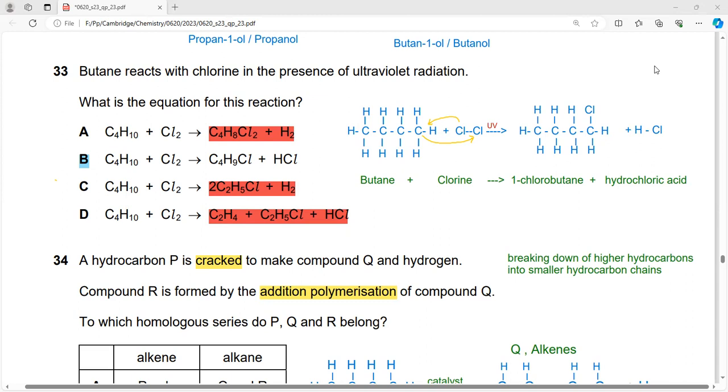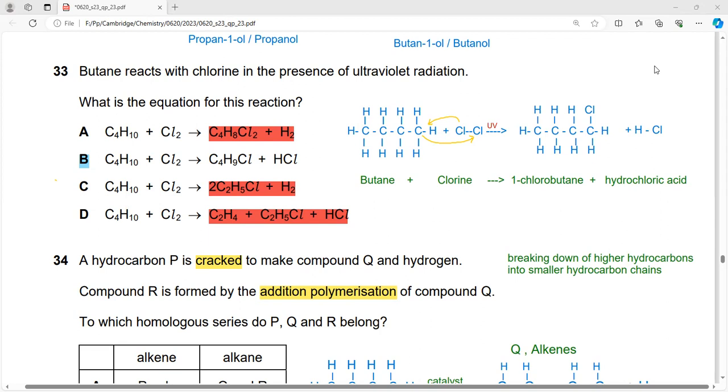Now we're going to say which option represents this reaction. Option A is butane reacting with chlorine and producing an addition reaction, where both chlorines are added. Only ethene or butene can give this reaction, so that's why it is the wrong option. The B is the correct option. Why? Because butane is reacting with a chlorine molecule, and that is producing 1-chlorobutane and hydrochloric acid.